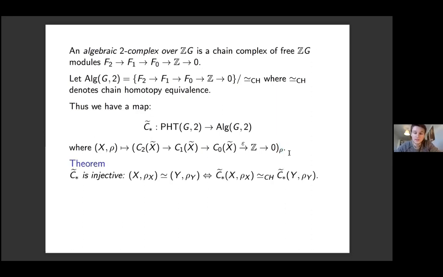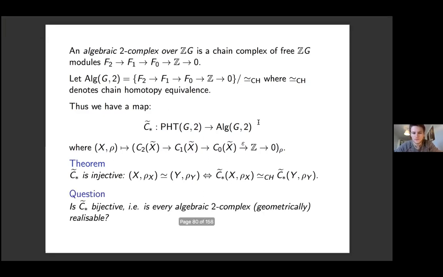Okay, and there's a theorem which is that this map, this function, is actually injective. Bearing in mind polarized PHT, this is 2 complexes up to polarized homotopy equivalence, and this is up to chain homotopy equivalence. So when we say it's injective, we basically just mean that two complexes are polarized homotopy equivalent if and only if their corresponding chain complexes are chain homotopy equivalent. In other words, this is basically saying that it gives you a complete invariant on the homotopy class of the 2 complex.